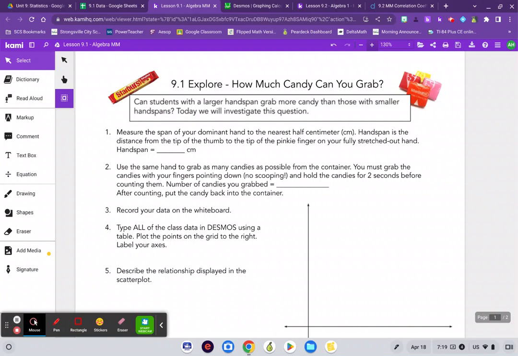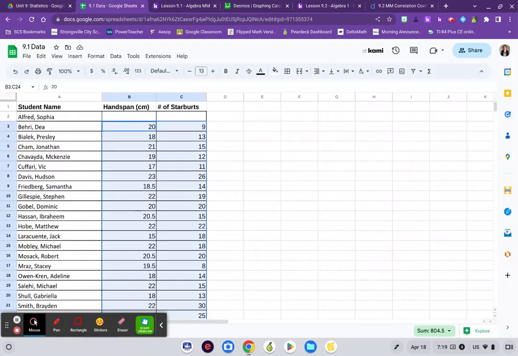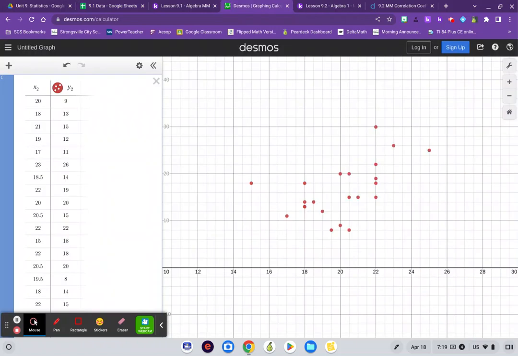Instead of recording data on the whiteboard, I walked around and recorded their data. And then I posted it on the board so that they could put it into Desmos. I'll show you what that looks like.